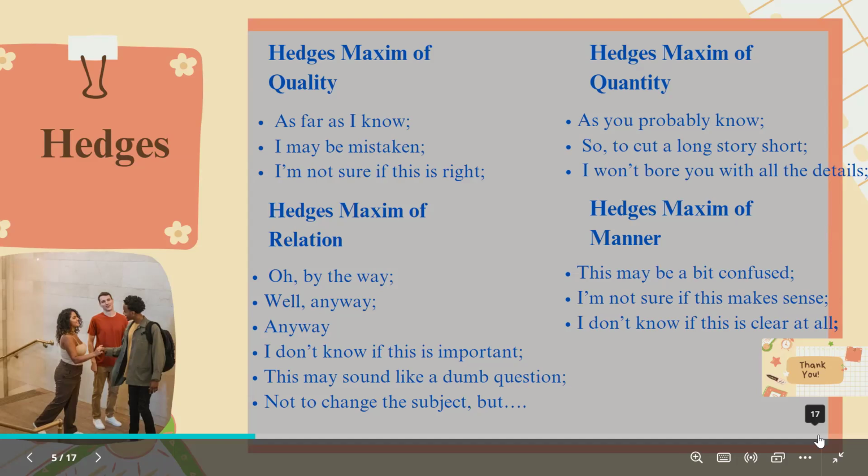Finally, hedges of the maxim of manner: this may be a bit confusing, I'm not sure if this makes sense, I don't know if this is clear at all. For example, this may be a bit confusing, but I remember being in the car. I'm not sure if this makes sense, but the car had the light.